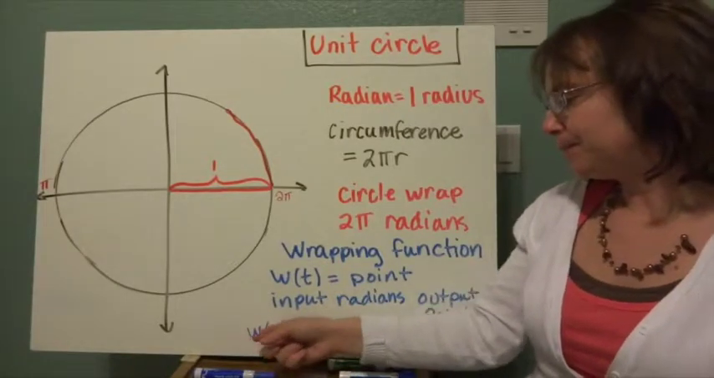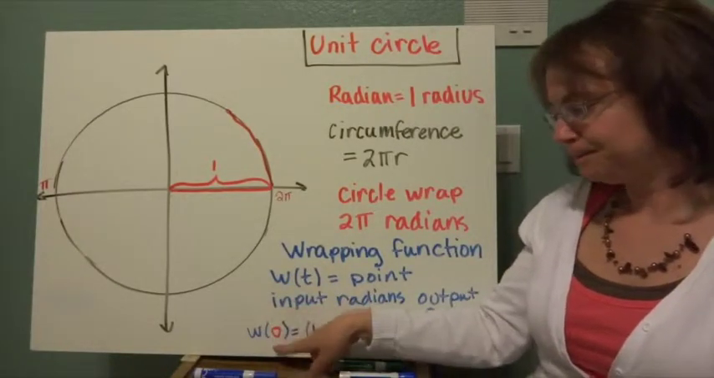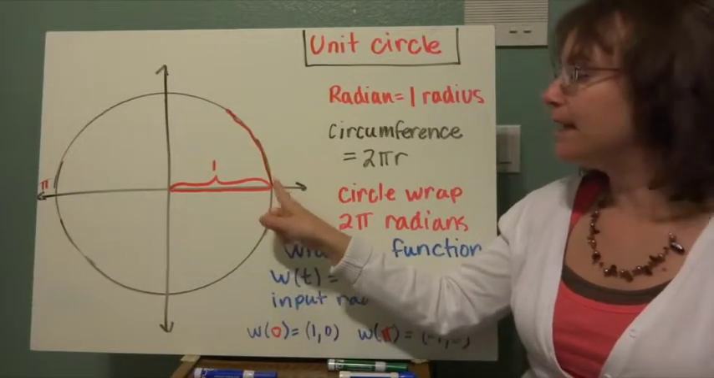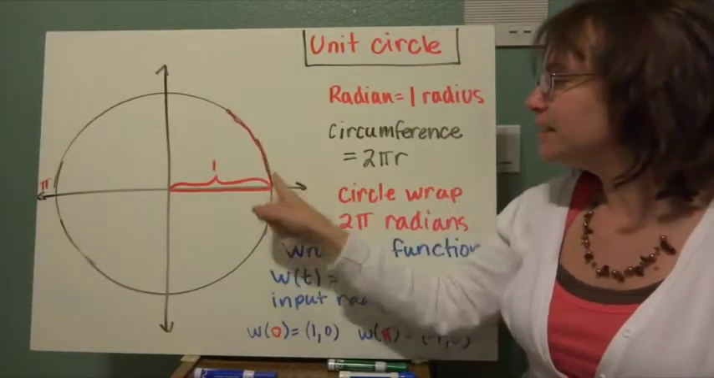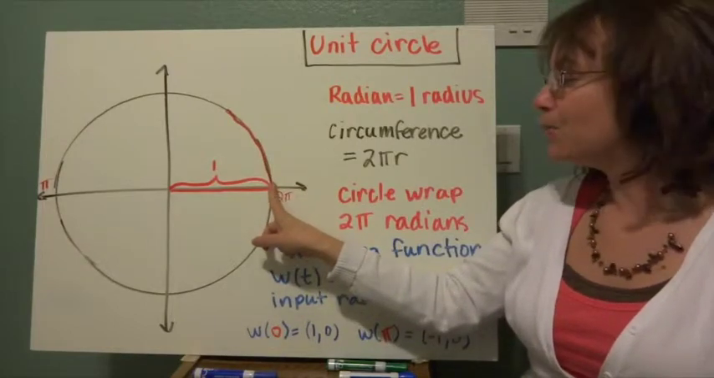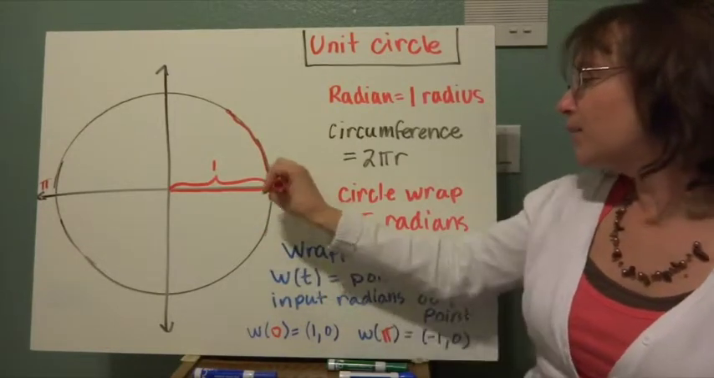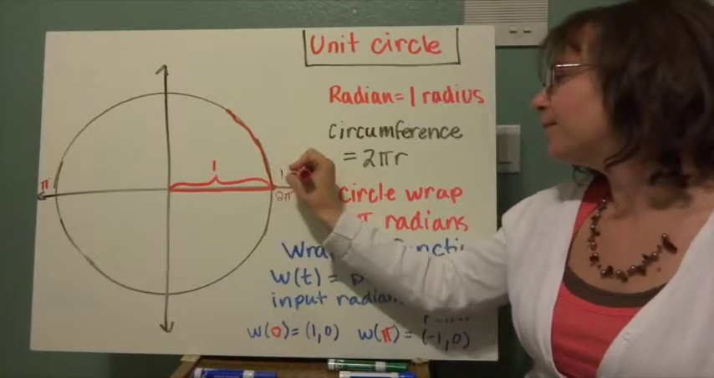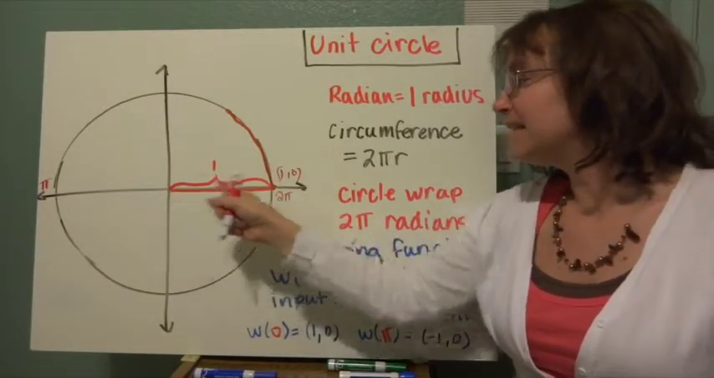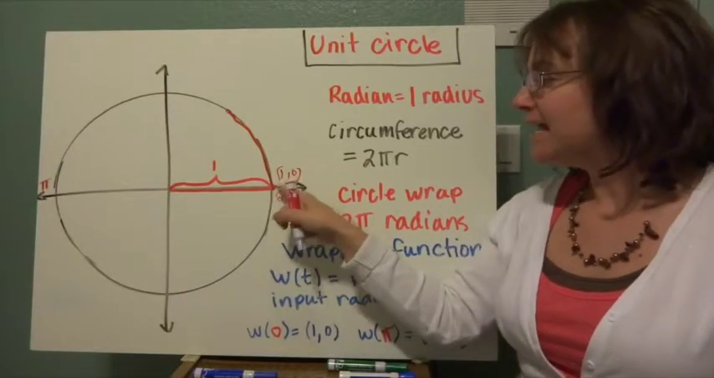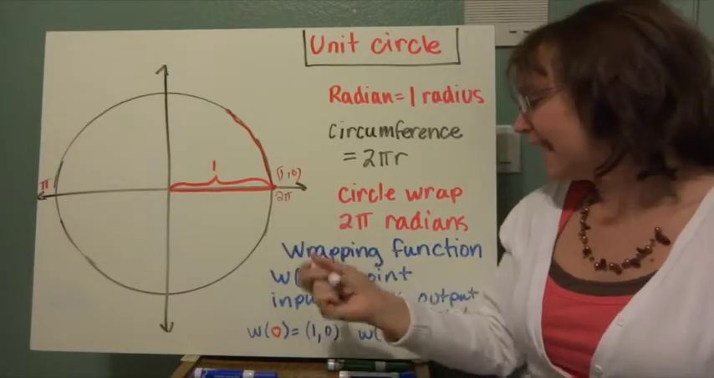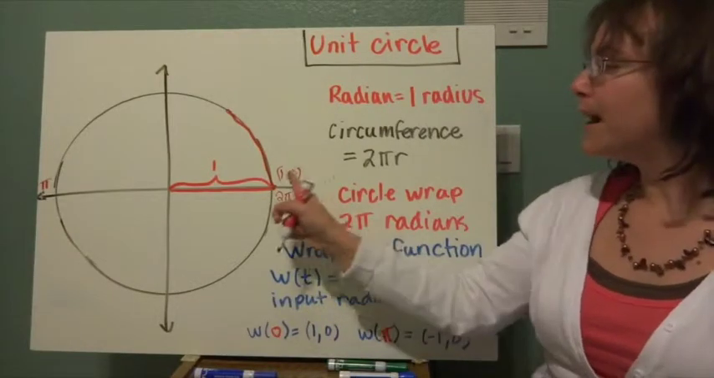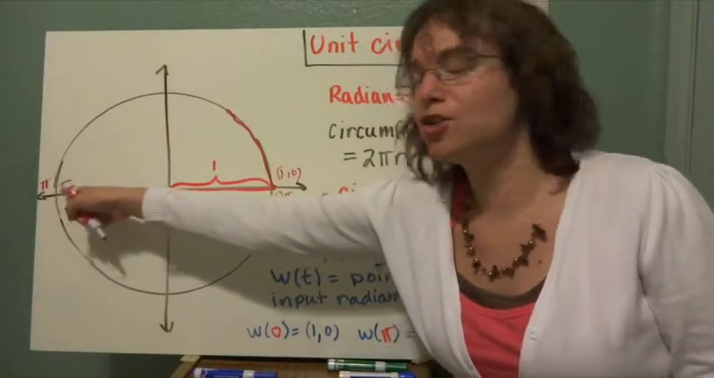For example, if we substitute a 0 in the wrapping function, that means we're going 0 radians. So this distance is going to be 0, and we're going to end up right back here. That's going to be the point (1, 0). The reason it's 1 is because this distance right here is 1, and it's 0 because I'm sitting right here on the x-axis.